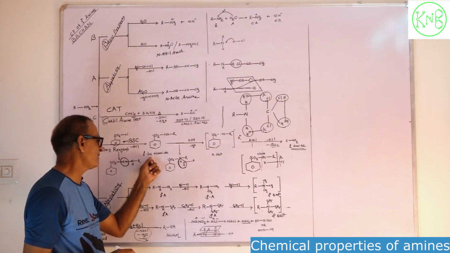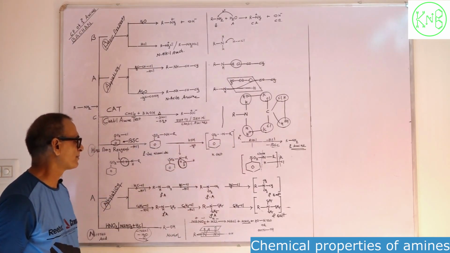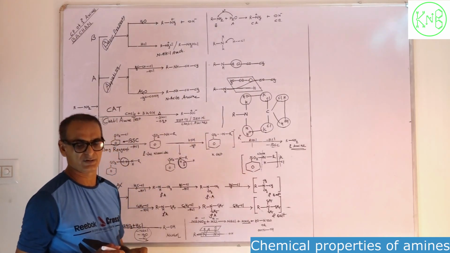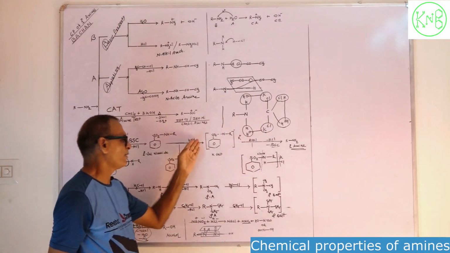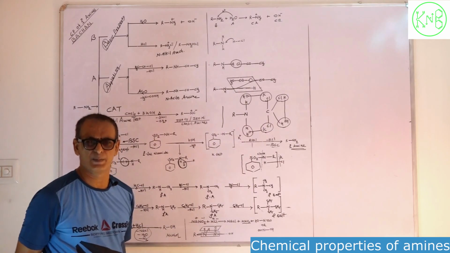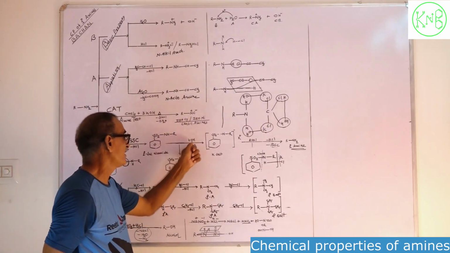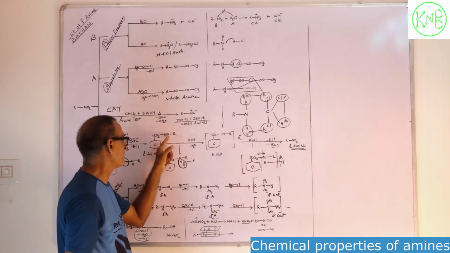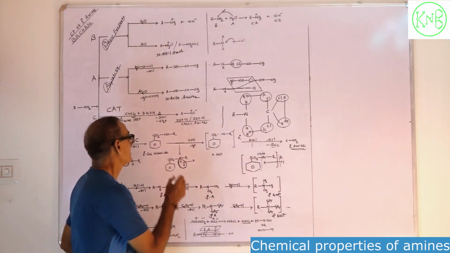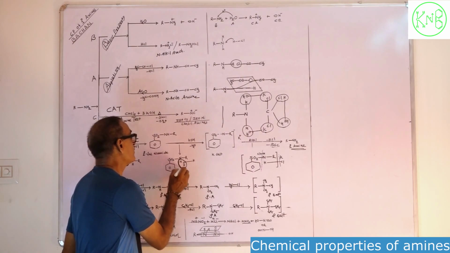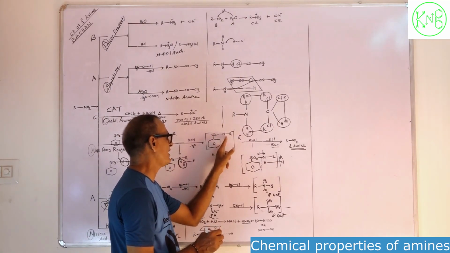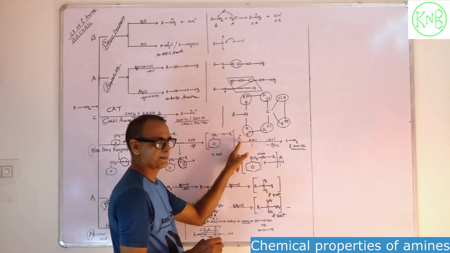This is a secondary sulfonamide. On further reaction with KOH, KOH is basic, possesses a basic property. It has a tendency to absorb a proton. So this proton will be absorbed by KOH. Then a water molecule will be removed as a byproduct and it will give the potassium salt, benzene having SO2, N, R and K.